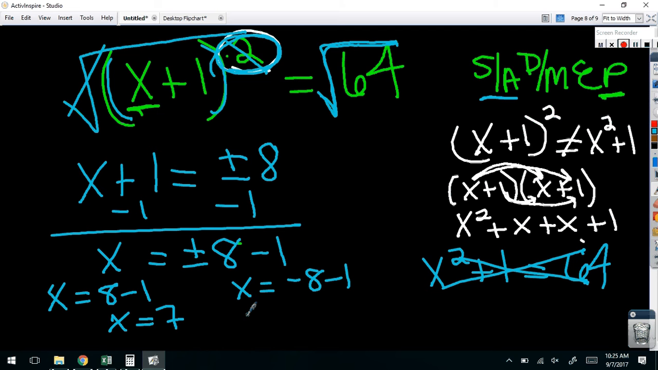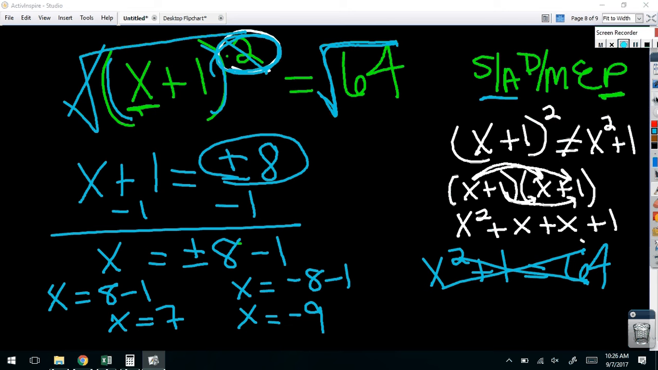Listen, because I'm showing you places where students always mess up. You don't subtract 1 and throw a plus or minus in front of it. The plus or minus only goes with the 8, okay? So then I have to split this up into 2 separate answers, +8 and -8, and finish solving it. So where are you getting 7 and 9 from? Plus or minus 8 minus 1. Plus 8 minus 1, -8 minus 1. I get it. You see? Yes.